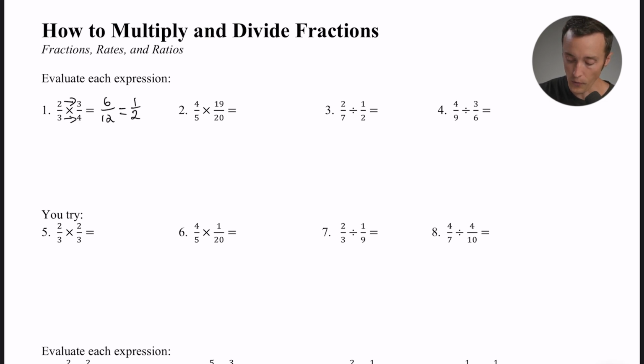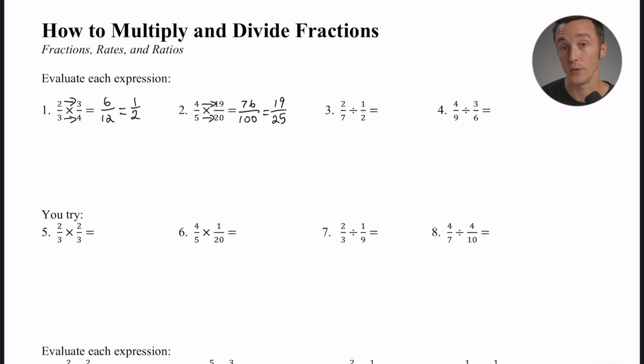Okay? So 4/5 times 19/20. Well, I could multiply straight across, top and bottom. And if I do 4 times 19, I'm going to get 76. And 5 times 20 is 100. Okay, now got to check and see if you can reduce it. And in this case, you can because they're both divisible by 4. So that would give us, if we do 76 divided by 4, that's 19. And 100 divided by 4 is 25. So it reduces to 19/25.